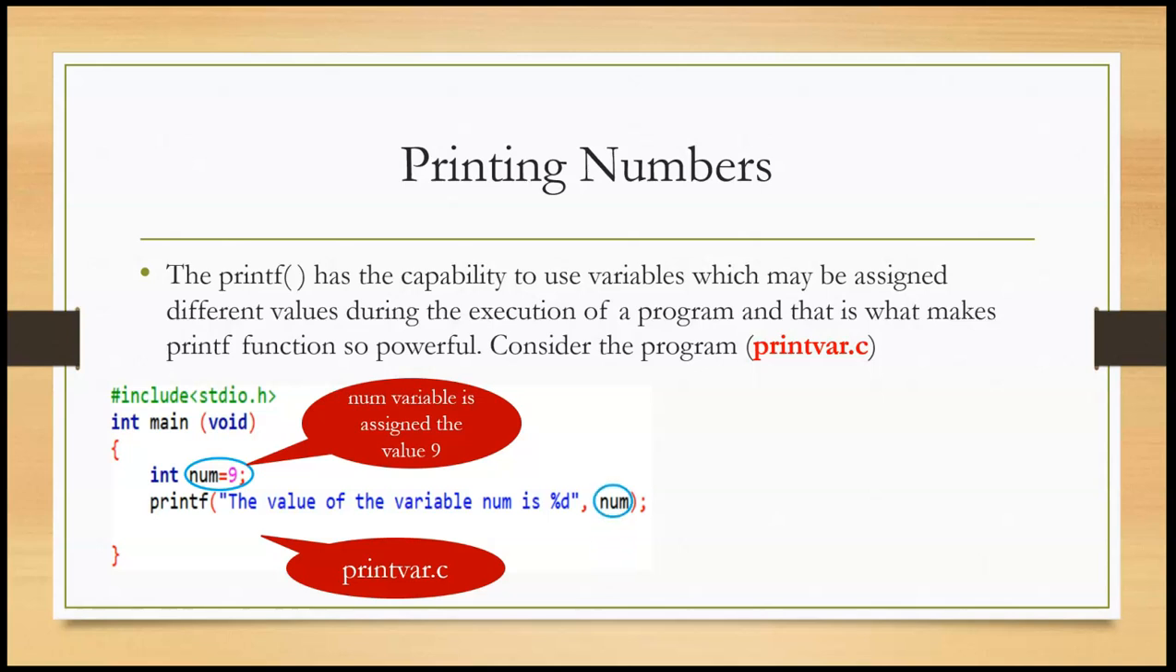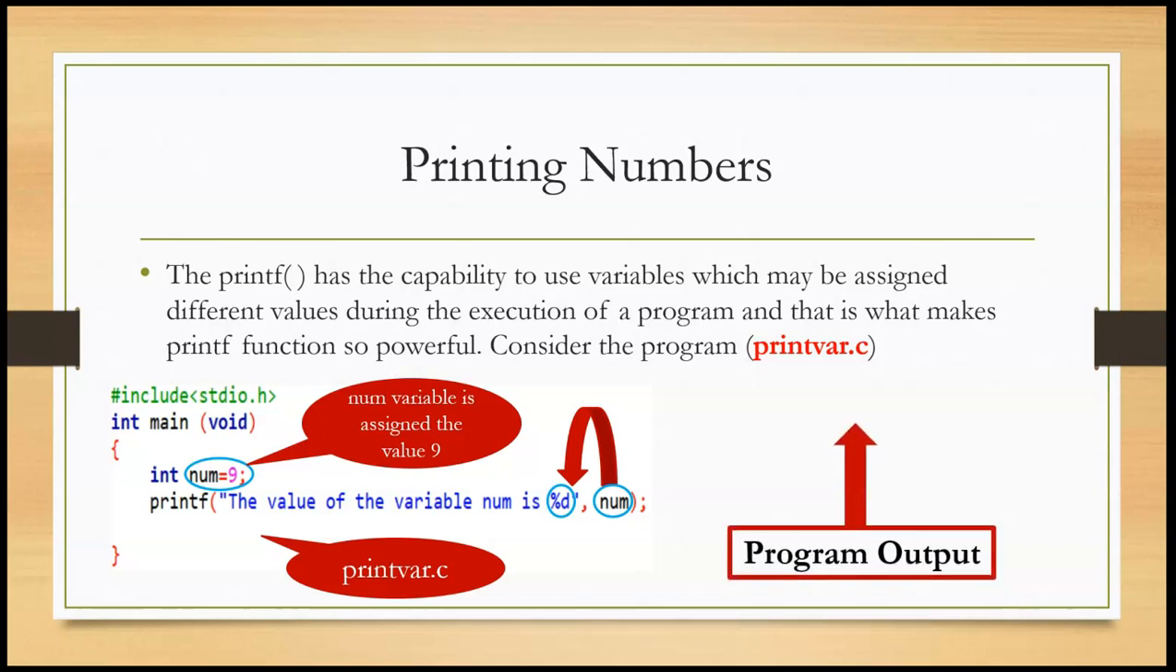This variable num is then passed as an argument to the printf function by the main function. The printf function then takes this variable to the right of the comma and plugs it into the format string where it finds the %d format specifier. Now num contains the value 9, so %d will be replaced by the value 9. This is the program output. The value of the variable num is 9.